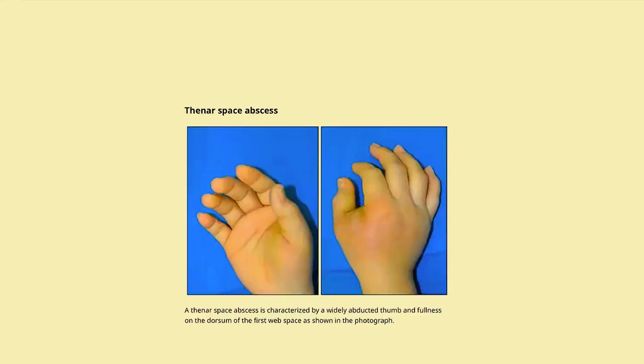For patients with thenar space abscess, usually there's swelling, there's redness, and there's a deformity where the patient has the hand in abducted position, and then there's pain on attempt of adducting the hand. So the dorsum of the hand and the thenar eminence feels full, and then the hand appears abducted, the thumb appears abducted, and there's fullness of the web space, of the first web space. There's usually pain, redness, swelling, and associated deformity that I just described.